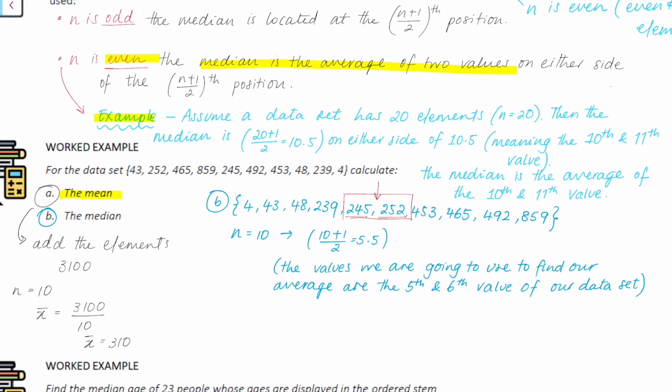So that means that our median is actually going to lie in between that. So to find our median, we're going to do 245 plus 252 and then divide that by 2. And that will give us an answer of 248.5.